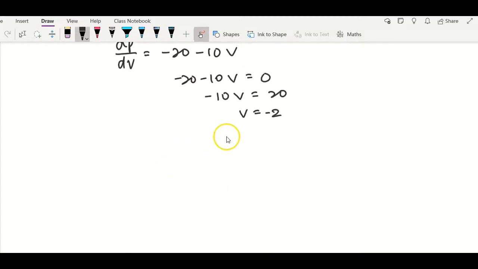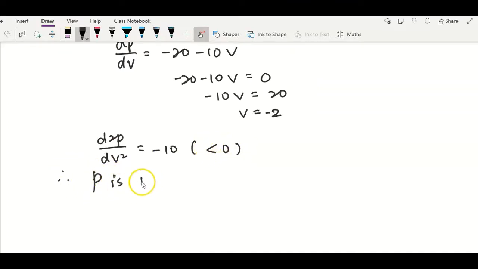Alright, so I'm not sure that v equals to negative 2 will make p maximum or not. We need to test with the second derivative. Find out d2p/dv2. You get negative 10. Since the second derivative is always less than 0, we can make the conclusion that p is a maximum when v equals to negative 2.